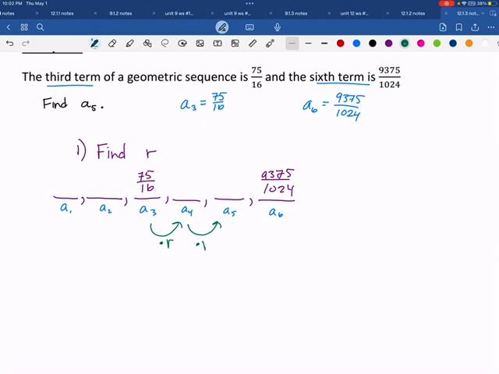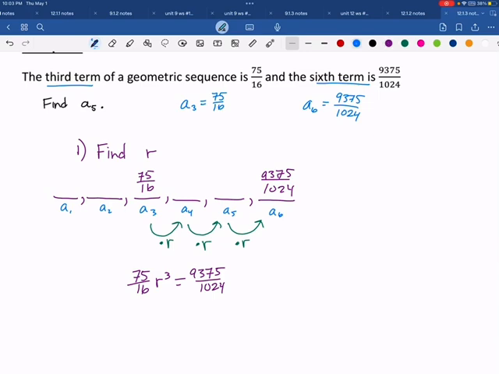And so I want to think about how many times. Well, if I write out everything that I've written out, I can physically count how many times. But also I know that there are 3 terms between the third term and the sixth term. So that's 3 multiplications of the common ratio, right? So I know that 75 over 16 times r 3 times, or r to the third, is equal to 9375 over 1024. And now I have an equation that I could solve for r.